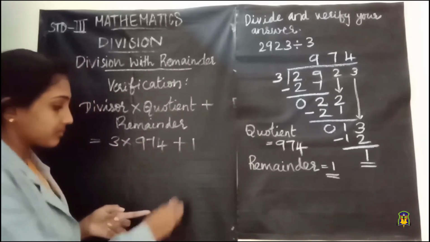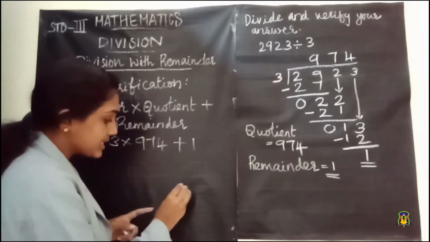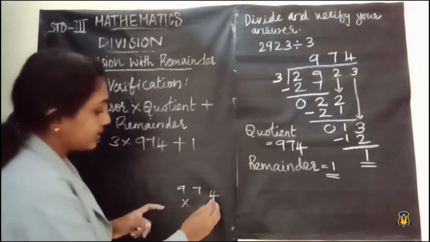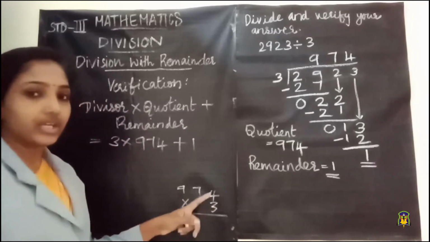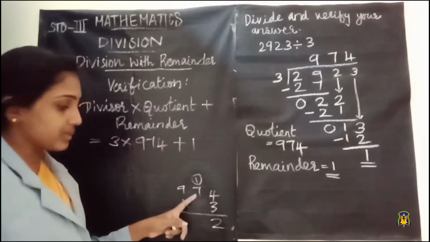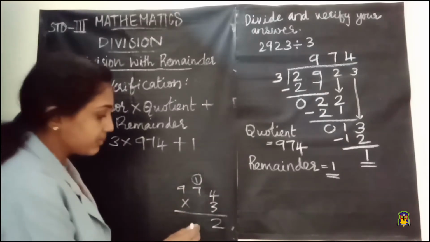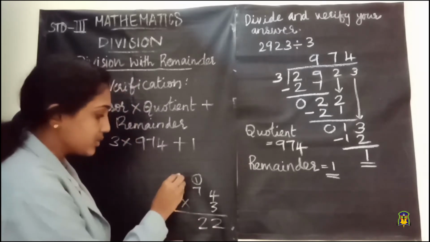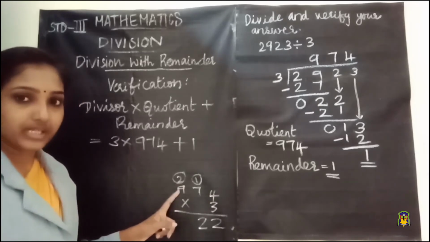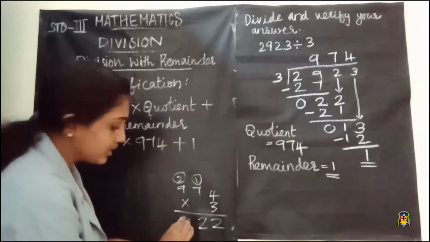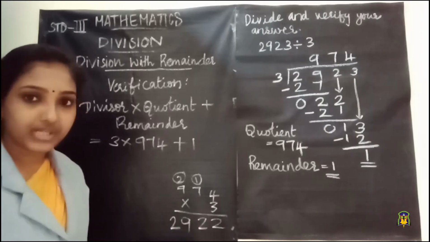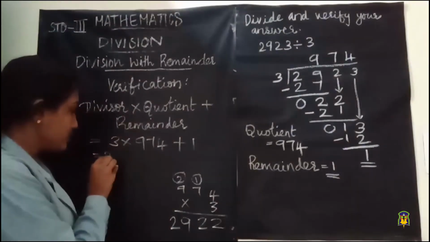Okay, so doing our multiplication, it is 974 into 3. What is that? 3 into 4 is 12. Carry 1 is there. 3 into 7 gives 21. 21 plus 1, it is 22. Now 3 into 9 gives 27. 27 plus 2, it is 29. So on multiplying, we got 2922, right?